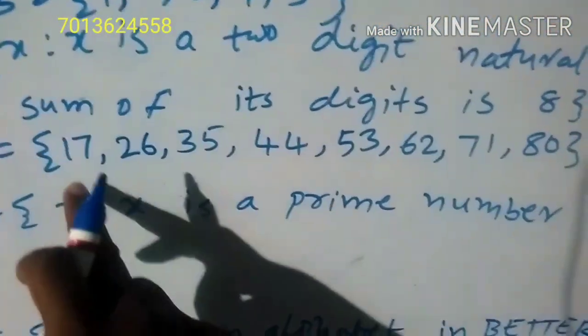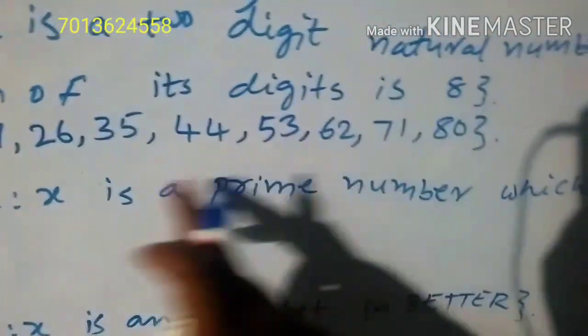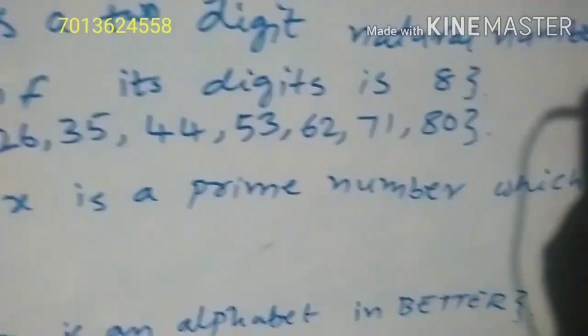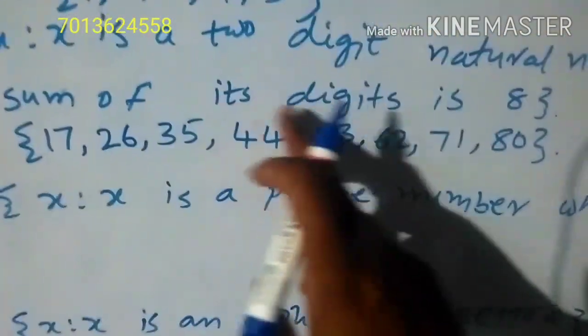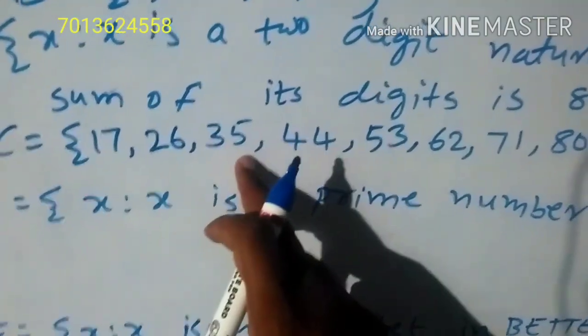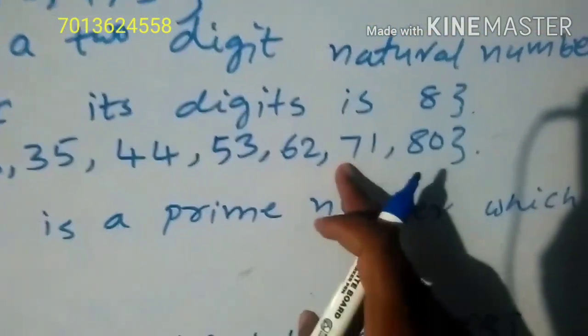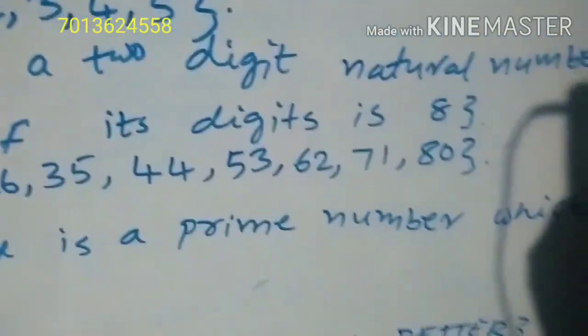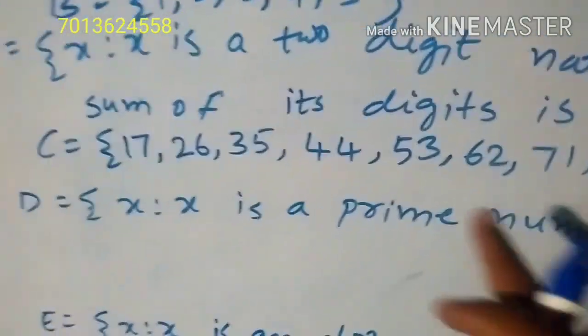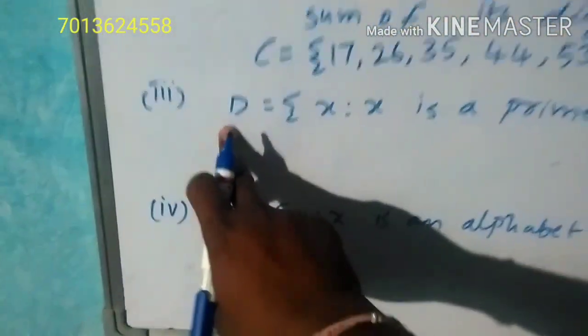So x is such that x is a 2-digit natural number. All these are 2-digit natural numbers such that the sum of its digits is 8. See, 1 plus 7 is 8, 2 plus 6 is 8, 3 plus 5 is 8, 4 plus 4 is 8, 5 plus 3 is 8, 6 plus 2 is 8, 7 plus 1 is 8, 8 plus 0 is also 8. So this is the answer of C. It is roster form.